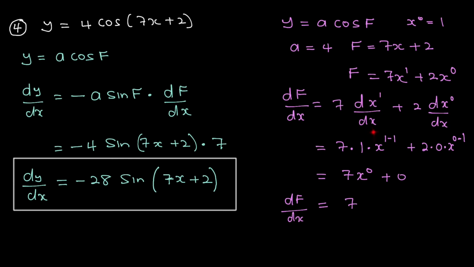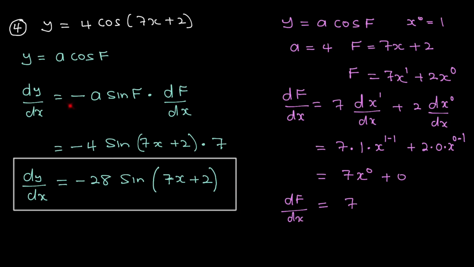And to differentiate that is 7 times, you bring the 1 down, so that's 1 times, because n is 1, you bring the 1 down, and then x to the power 1 minus 1, so n minus 1, plus, in this case, 2 times, you bring the 0 down, 0, times x to the power 0 minus 1. So 2 times 0 is 0, so that's 0. 7 times 1 is 7 times x to the power 0. x to the power 0 is 1, so that's 7. So the df/dx is 7.